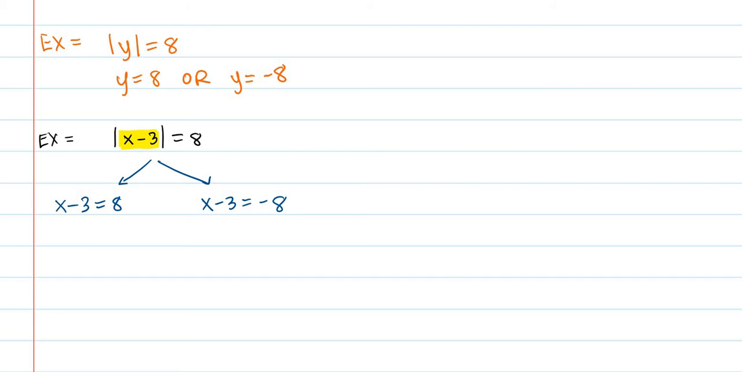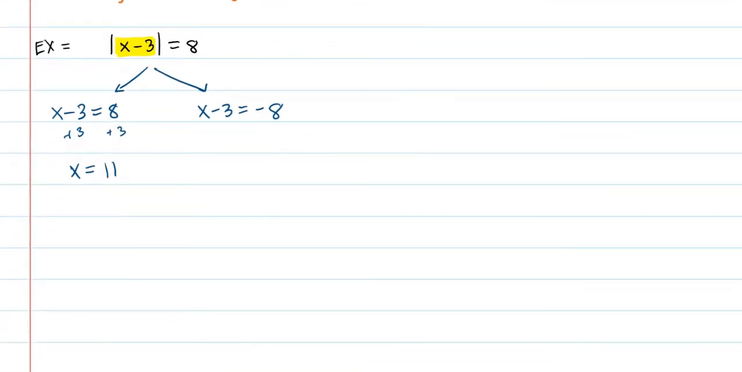Once we have our 2 equations, we solve them separately and we'll get 2 solutions. So I add 3 to both sides and I get x equals 11. Again, I add 3 to both sides and I get x equals negative 5. The best way to write your solution is in a set, so negative 5 and 11. And that would be the 2 answers that are within 8 spaces of 0 when we subtract 3 from x.